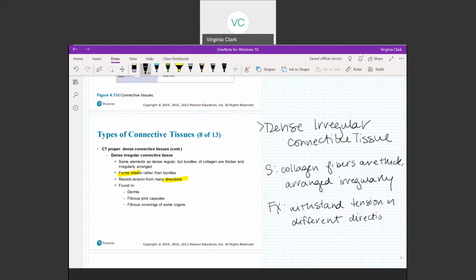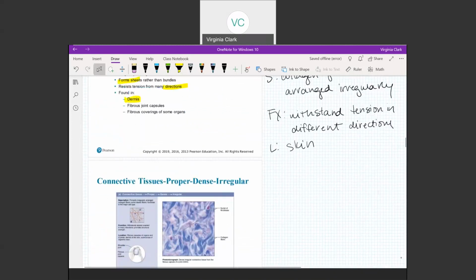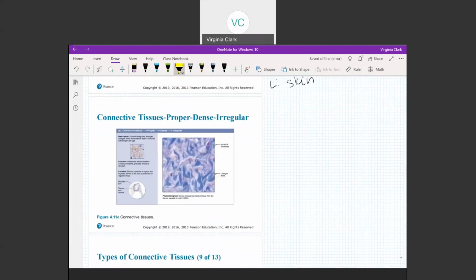So where you will find this is locations where you need to actually do that. An example is going to be the skin. This is where you will actually find your skin cells. You're also going to find some dense irregular connective tissue. Okay, so you can kind of see here, here's a great image of it.